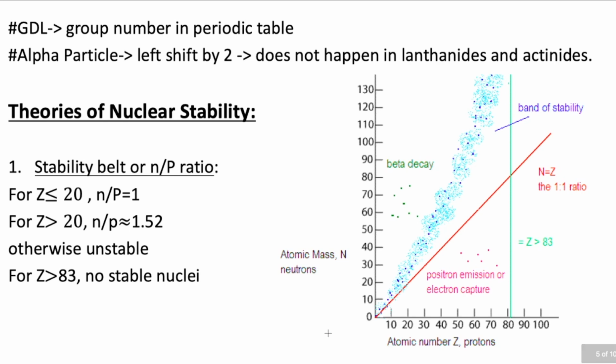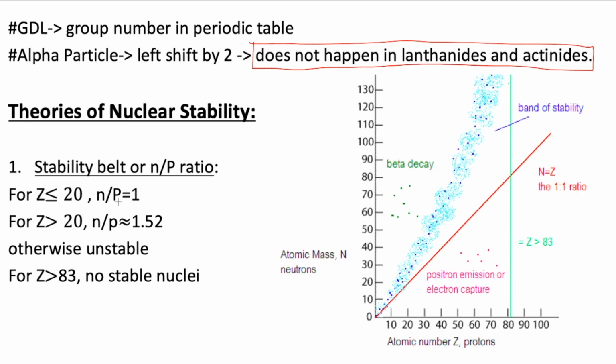Okay, as I already explained, about GDL, alpha particles just give a left shift by 2 units. This does not happen in lanthanides and actinides. So lanthanides and actinides do not give alpha decay. This thing you should remember.